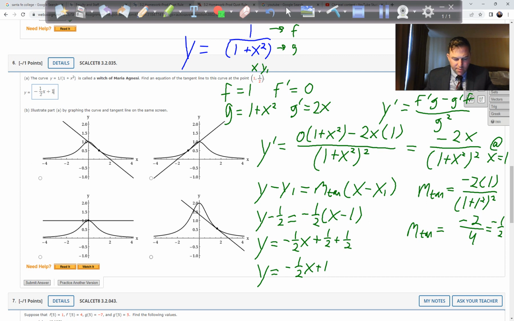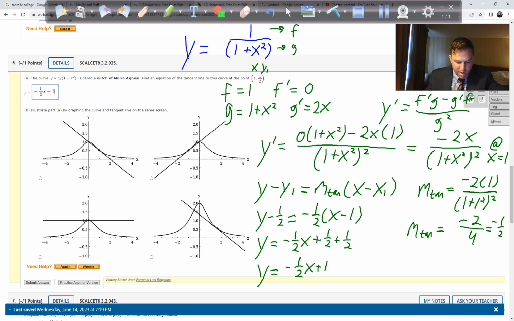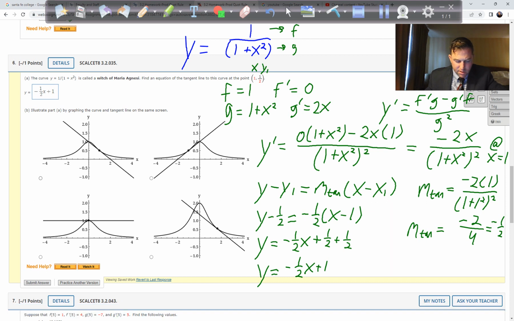And then which graph should it be? The only one that makes sense has to start at 1 and have a slope of minus 1/2. So it has to go down and to the right. So the top right's out, the bottom left is out. Those slopes are way off. This slope is 0, this slope is positive 1/2. So it's between these two curves, and they have to touch this curve at 1, 1/2. This one's over here at 3. This one's not even close. It's got to be this one.